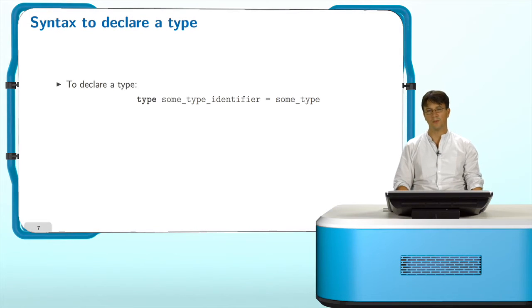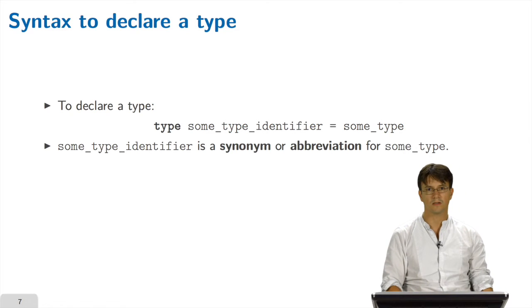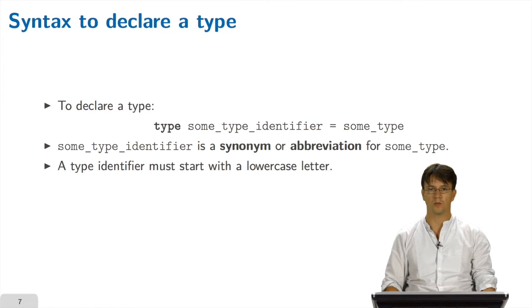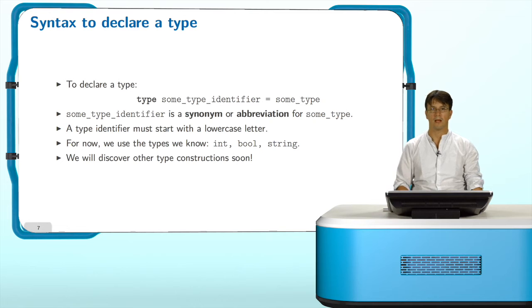So now that we have seen several examples of user-defined type definitions, let us review the general rule for the syntax. You have to use first the keyword type, followed by a type identifier that you have chosen, and then after the equal sign, you just have to write the type definition. So we say that this new type identifier is a synonym or an abbreviation for some type. The identifier must start with a lowercase letter. For the moment, we will only use the primitive types that we know: int, bool, string, char, and float. But we will discover several new type constructions soon.